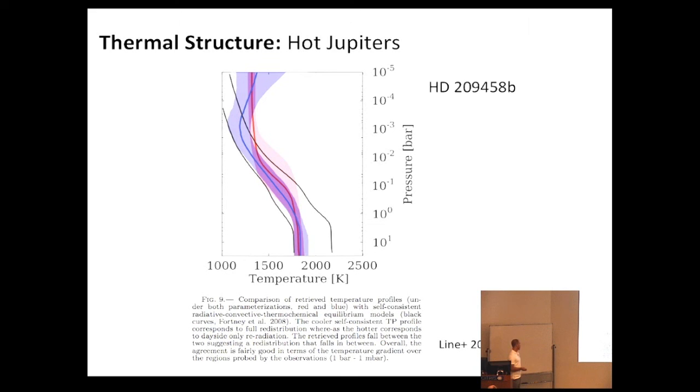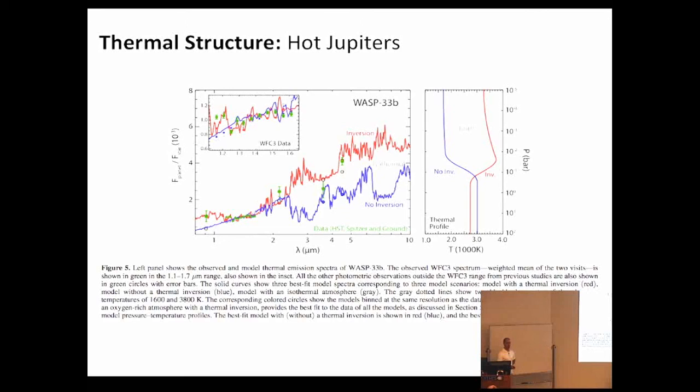Thermal inversions are not dead, though. Recently, there have been a series of papers for super hot Jupiters suggesting the possible presence of inversion or the chemical species that could cause inversions. Here's a spectrum of WASP-33b. This is a planet with an equilibrium temperature of about 3,000 Kelvin, so this is approaching stellar temperatures for the planet.